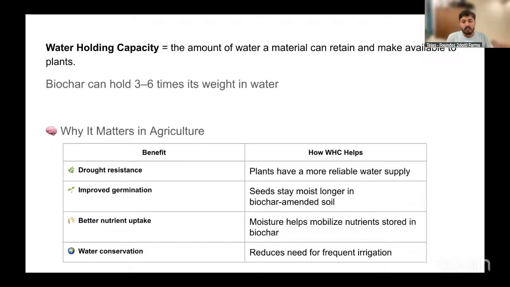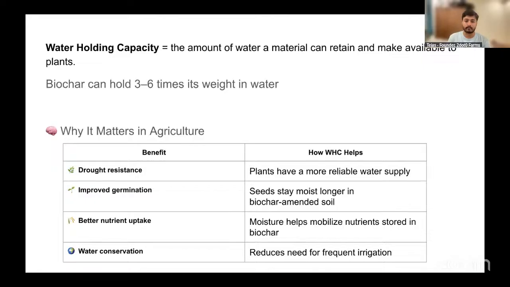Improved germination: seeds stay moist in biochar-amended soil, and those conditions are usually very apt for the right germination. There have been a lot of instances where many people have seen improved germination when they use biochar compost or biochar in their nursery.